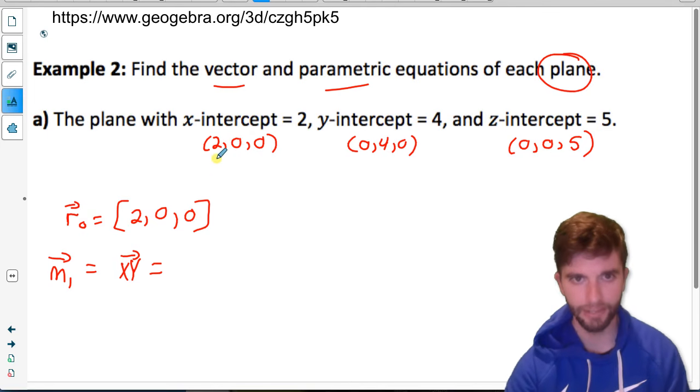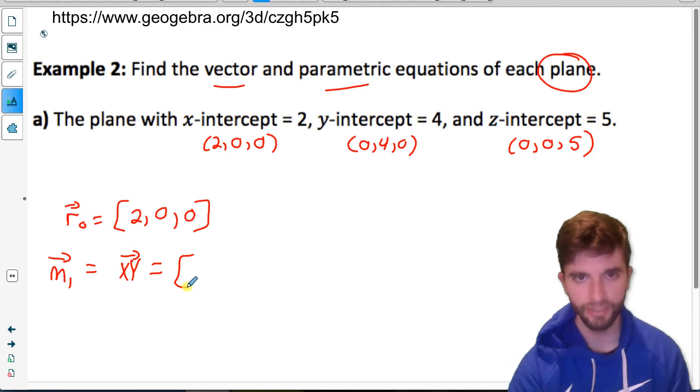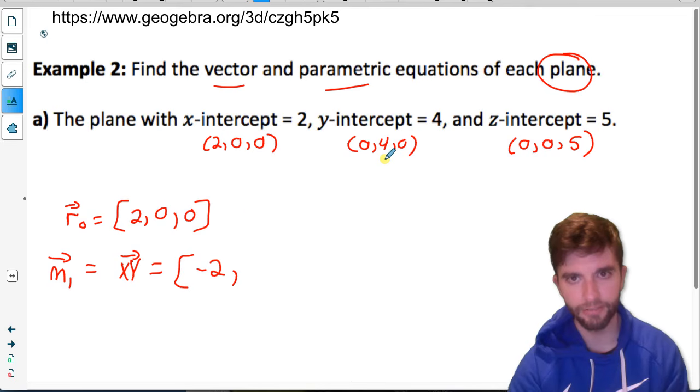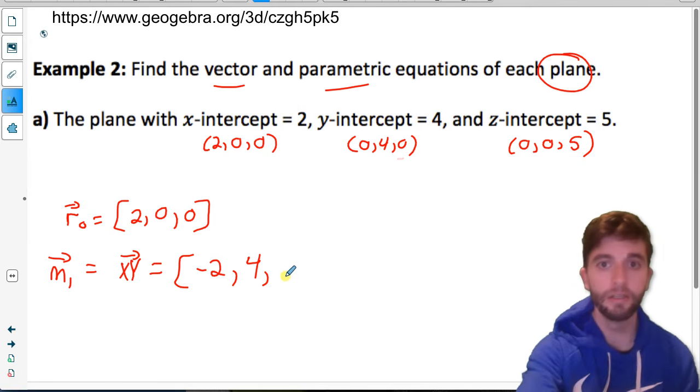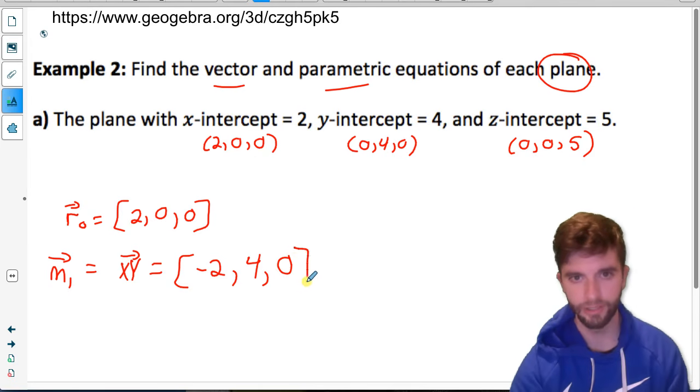And when I find vector xy, I would have to do always tip minus tail. So to get the x component of the vector, do the x coordinate of the tip minus the x coordinate of the tail. 0 minus 2 is negative 2. To get the y component of the vector, do y coordinate tip minus y coordinate tail. 4 minus 0 is 4. And to get the z component of the vector, do the z coordinate of the tip minus z coordinate of the tail. 0 minus 0 is 0.